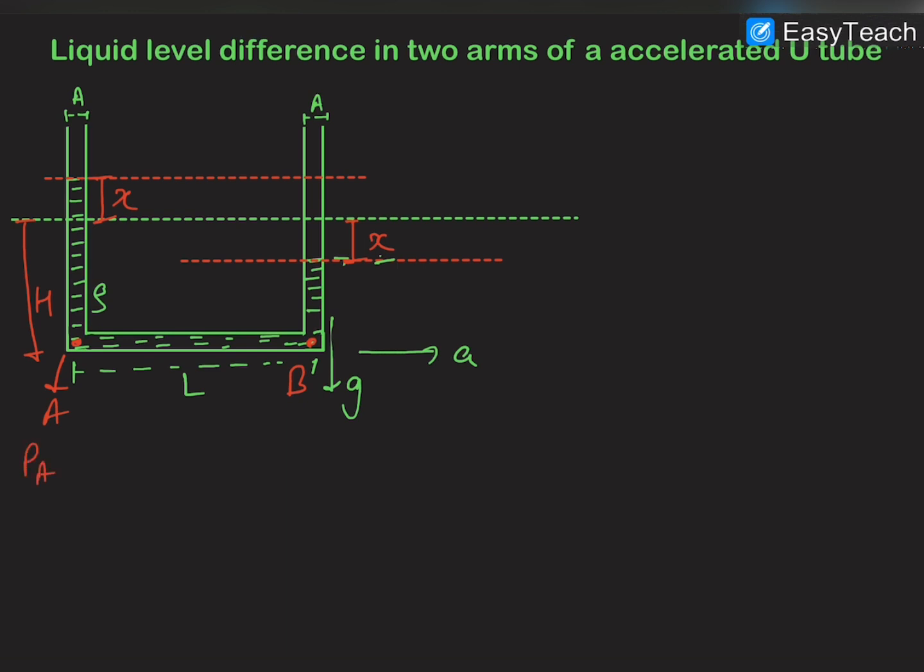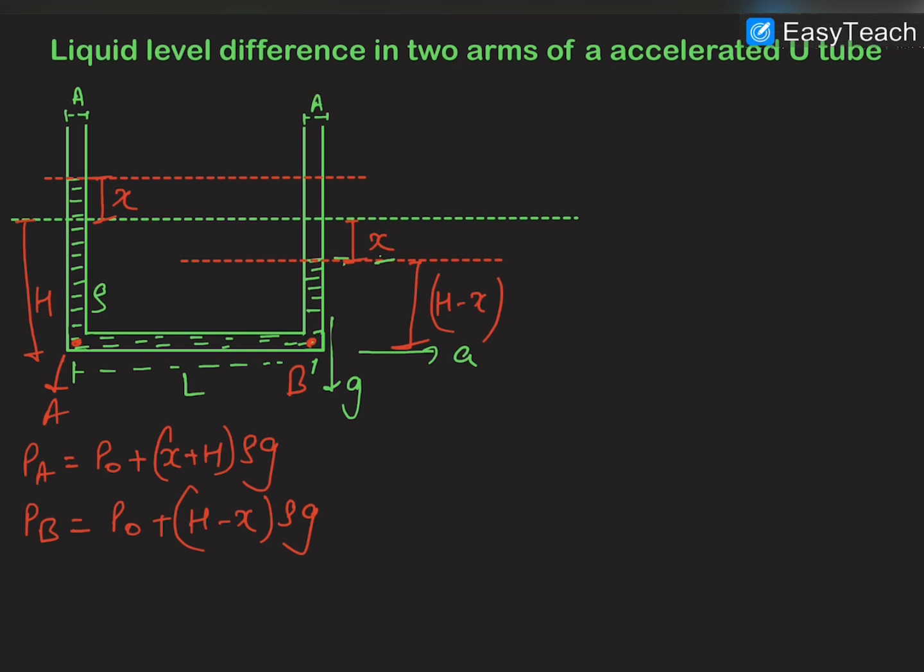So PA will be equal to P naught plus (x plus h) rho g, and PB will be equal to P naught plus this height, which will be (h minus x), so it would be (h minus x) rho g. And obviously due to the fact that the liquid is accelerating in the forward direction, the pressure at A and B will not be equal, and hence we can write down the pressure difference between A and B by an equation.